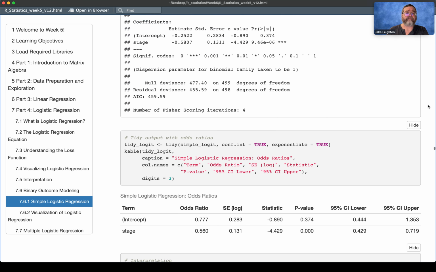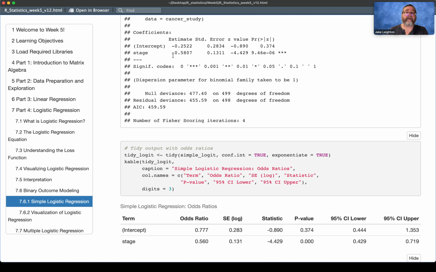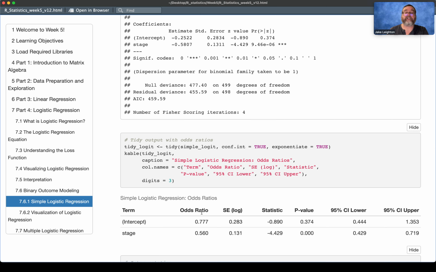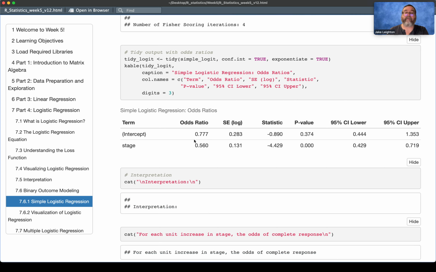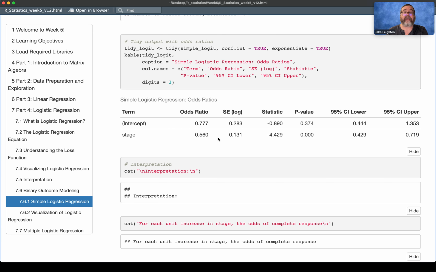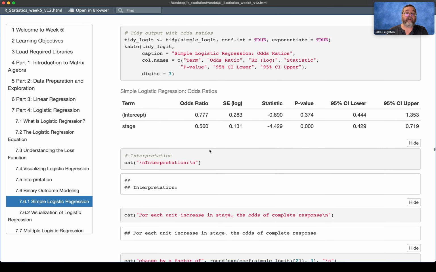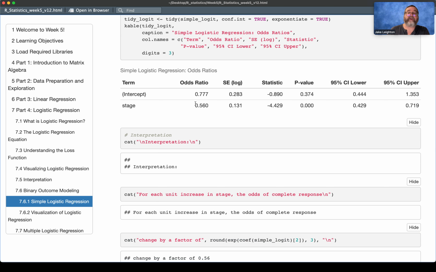One way to understand these estimates, I think the easiest way, is just to form an odds ratio from it. To get the odds ratio from this estimate, it's really simple. You just do Euler's number, e to the negative 0.5807, just e to the whatever, right? That gives you your odds ratio, 0.56, so for each change in stage, there's a 0.56 factor of change. And you can do 1 minus 0.56, which gives you 0.44, and you multiply that by 100, which gives you 44%.